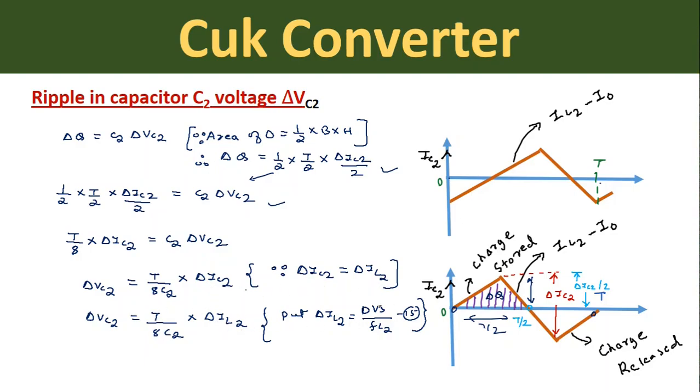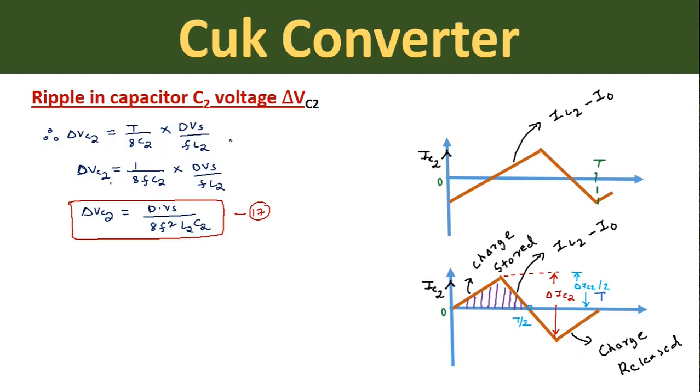Now we will put the del IL2 equation from equation number 15, which is equal to D into Vs divided by F into L2. So we will get this type of equation. Again we will put capital T is equal to 1 upon F. From here we get del Vc2 is equal to D into Vs divided by 8F square L2 into C2. Let this be equation number 17. This is the final equation of ripple in capacitor 2 voltage del Vc2 that we are getting.